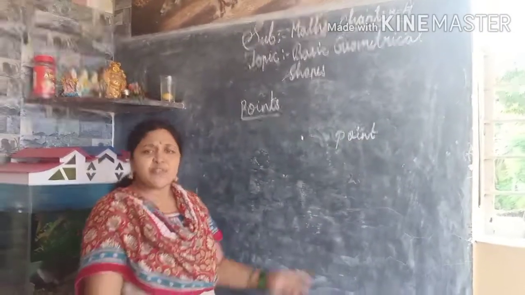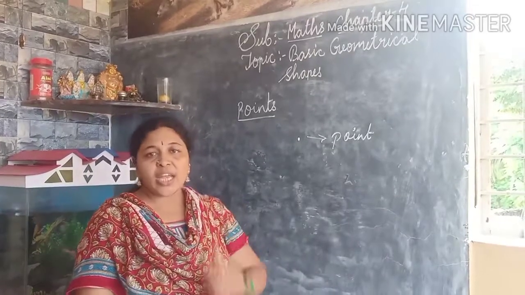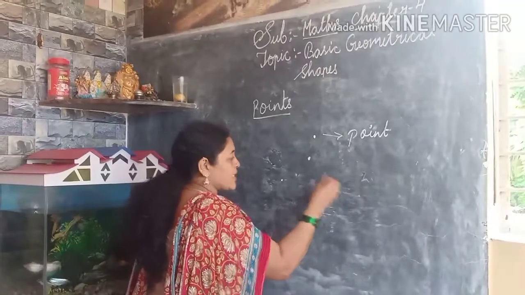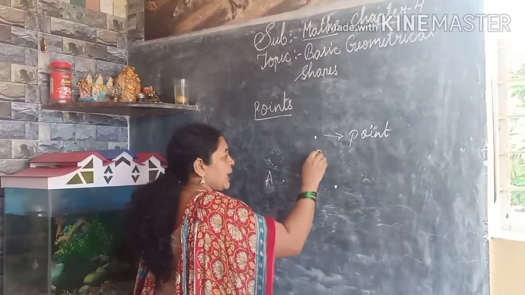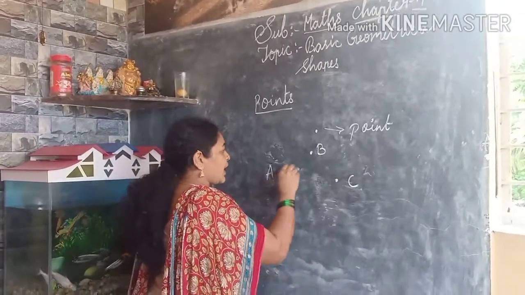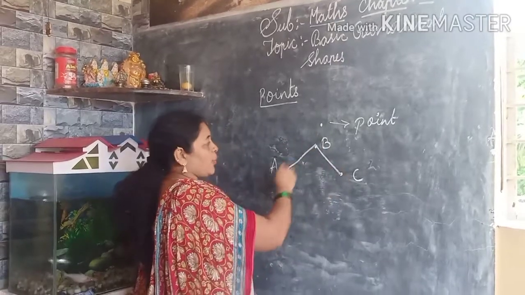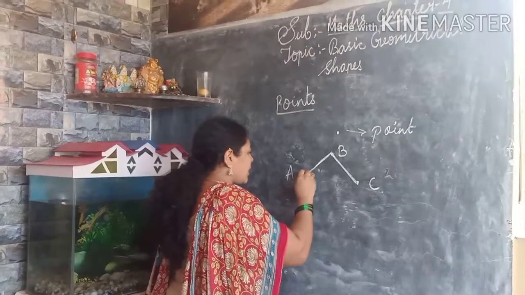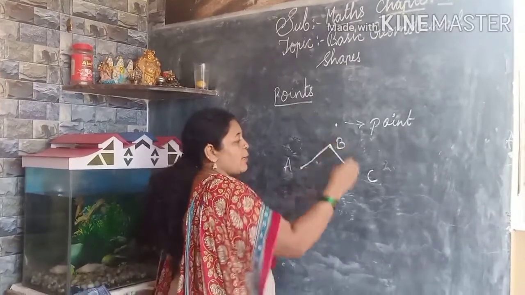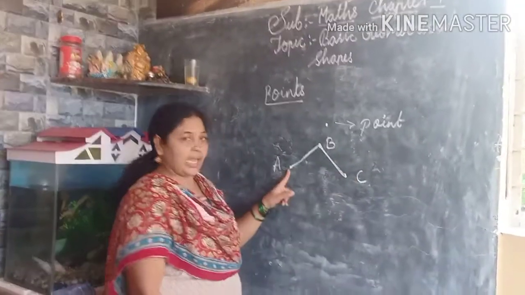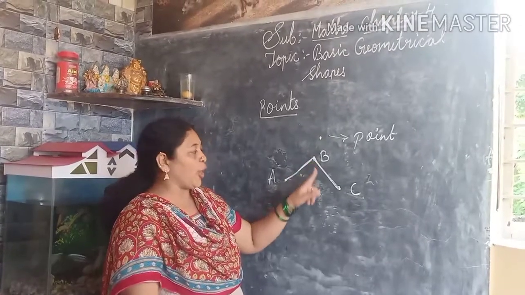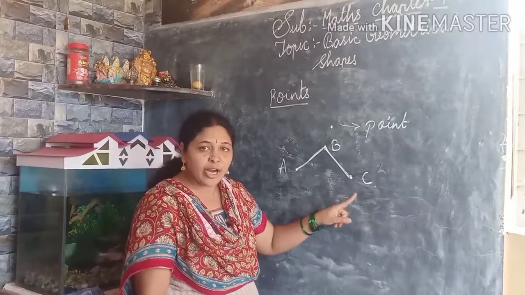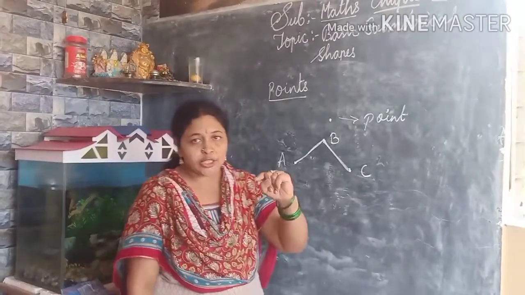Yes? So if you take an example, in your lower classes we have drawn some pictures using these points, isn't it? We'll have A, B, C. If you connect these A, B, C, you get a shape. Here we have 3 points: point A, point B and point C. Are we clear? What is a point? A point is nothing but a dot.